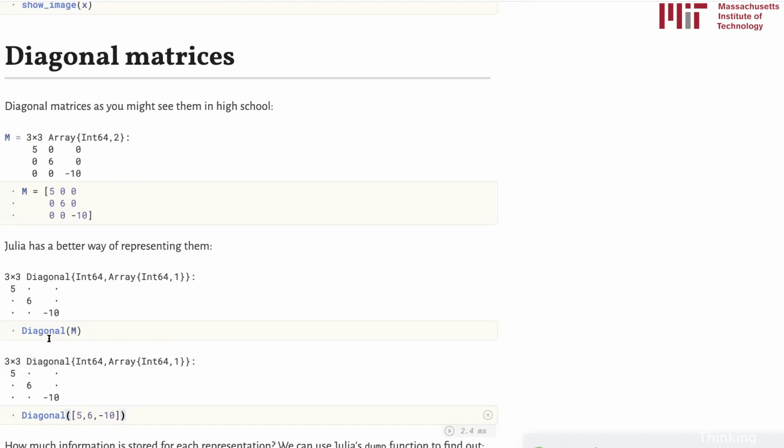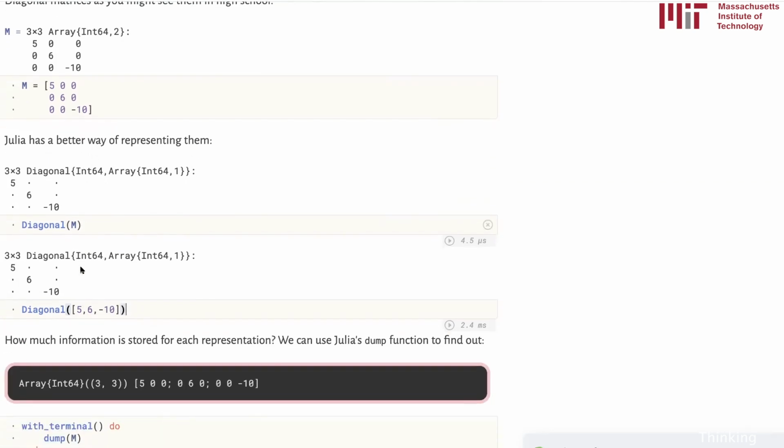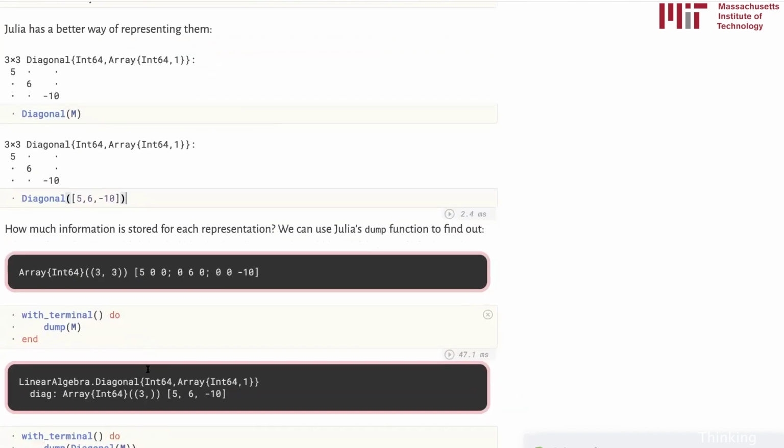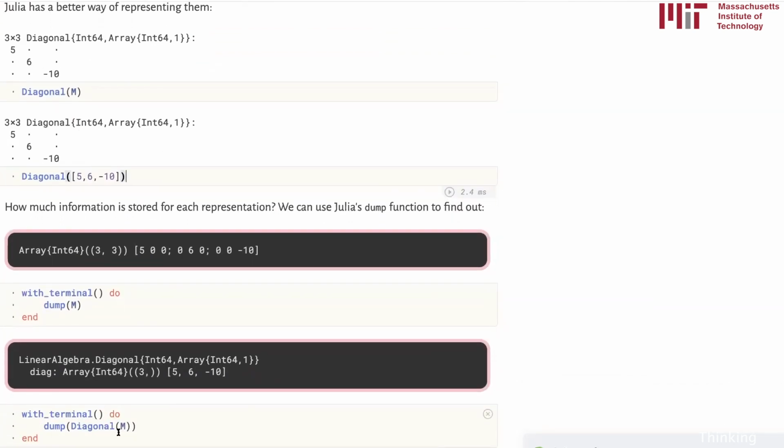Okay, but here you see this is a 3 by 3 diagonal matrix, and as you'd expect, the amount of storage is just 3 numbers, not the 9 numbers. And so, in fact, if I dump M, you see all 9 numbers are being stored. But if I dump diagonal of M, you could see that the basic information that's being stored are the 3 elements.